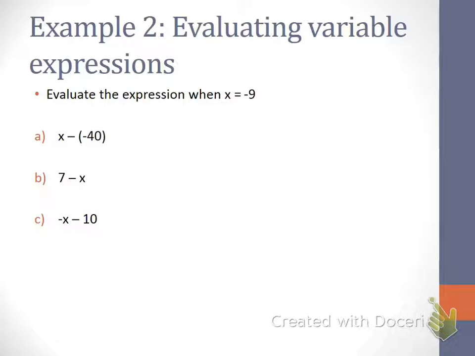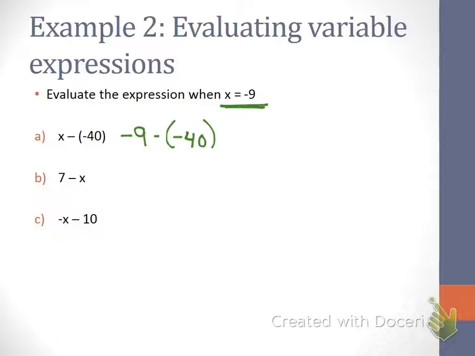Now in example 2, we're going to throw in variables into the mix. Here's one area that I always see students mess up in, okay? What is my value for x? Negative 9. So when you plug in a negative, where there's already a negative, what happens? Turns into a positive. That's a double negative. So that you've got to be careful about. Let's look at the first one. Plug in negative 9 for x, and I have negative 9 minus negative 40.